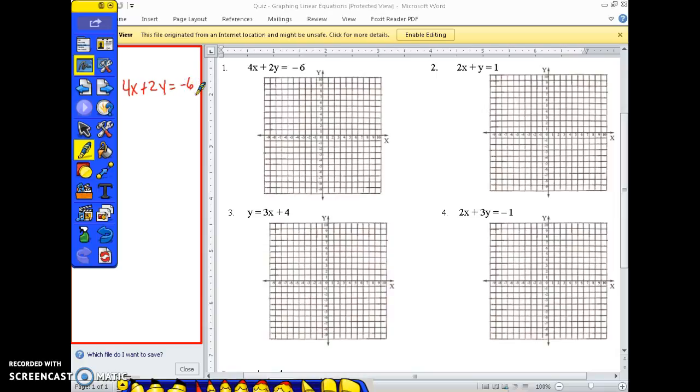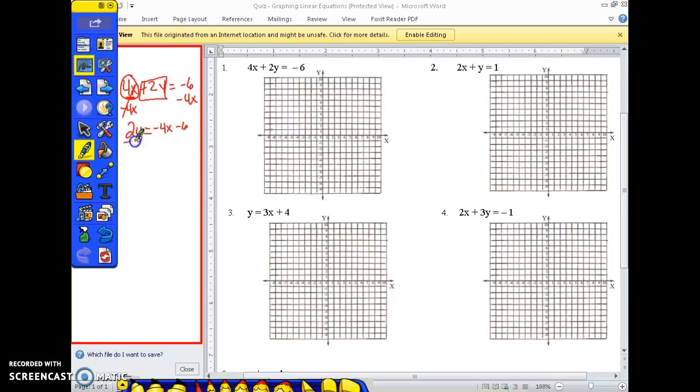I have to get y by itself, so I need to get rid of 4x. I'm getting rid of the whole thing. The opposite of 4x is -4x, so I'm subtracting 4x from both sides. 4x minus 4x leaves me with a positive 2y. You cannot combine -6 and -4x, so you're just going to write them beside each other. Your x term has to come first.